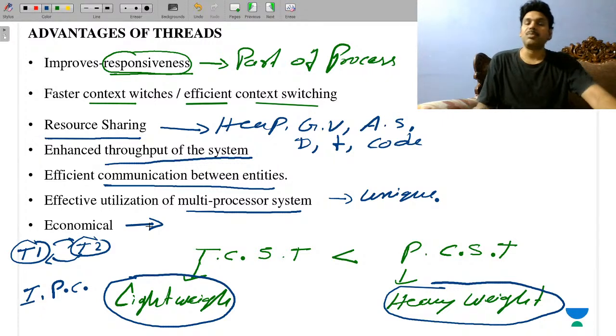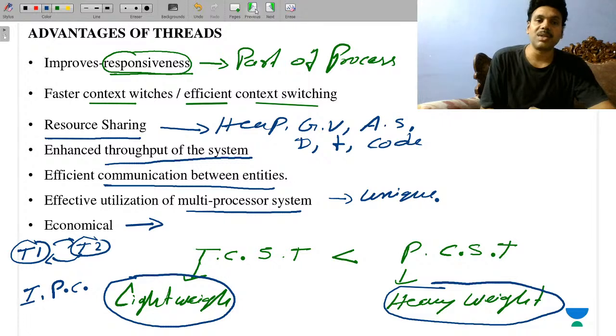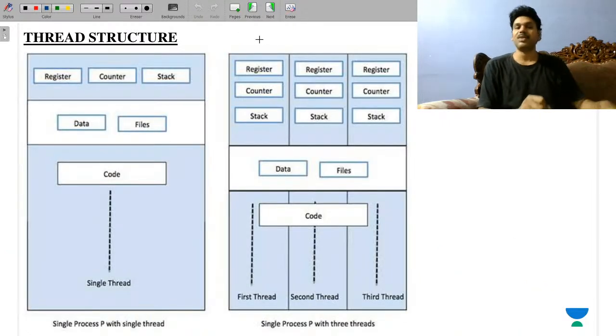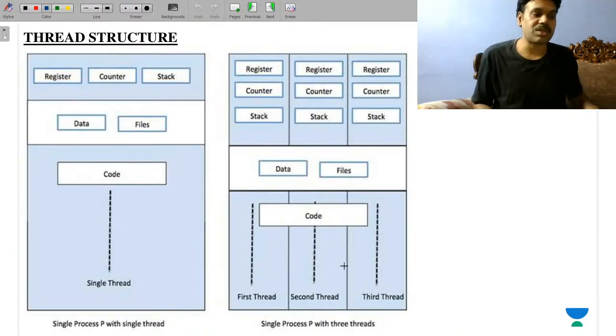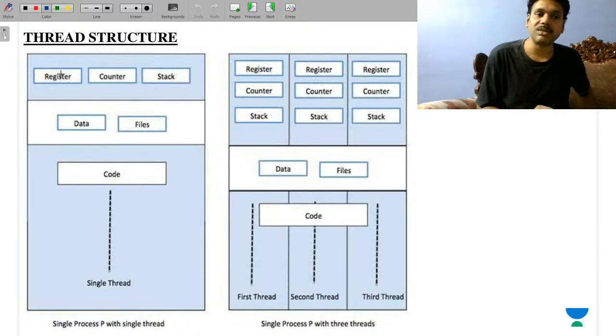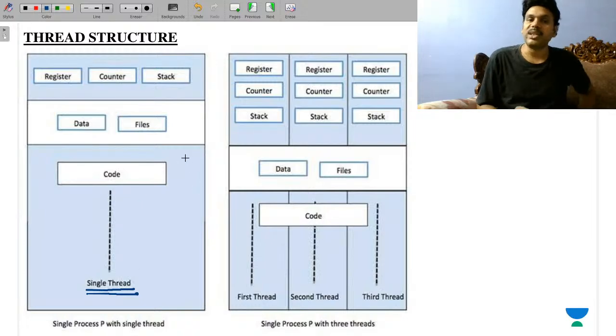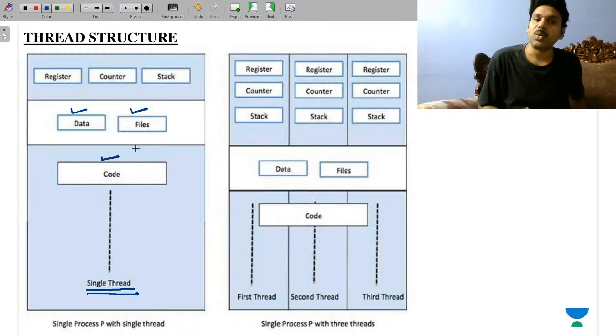Yeah, there are three components which are not going to be shared. Please observe, look at this structure, you will come to know. This is your thread structure. What is a thread structure? I am following a single thread. Observe carefully. This single thread is in sharing mode. Your data can be shared, files can be shared, code can be shared, global variables can be shared, heap can be shared.